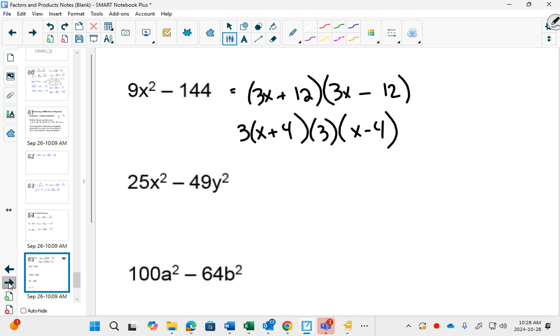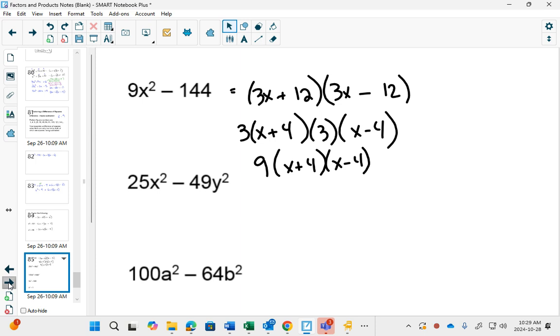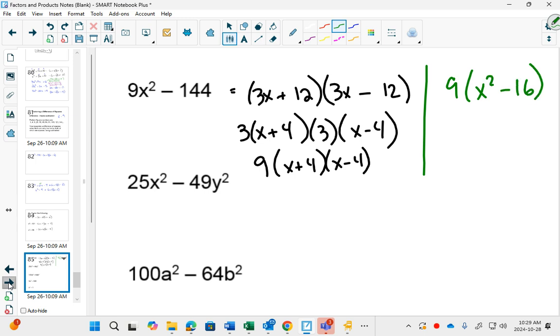With this and our final answer, we would put 3 times 3 together, because what's 3 times 3? 9. So I'm going to write that out in front, leaving me with x plus 4 and x minus 4. Which means anytime that there's a common factor afterwards, it means you could have factored out a common factor right from the beginning. But I actually think in this case the green method is harder.